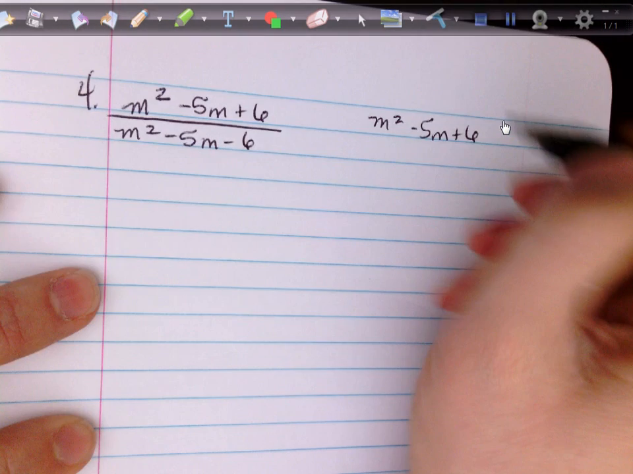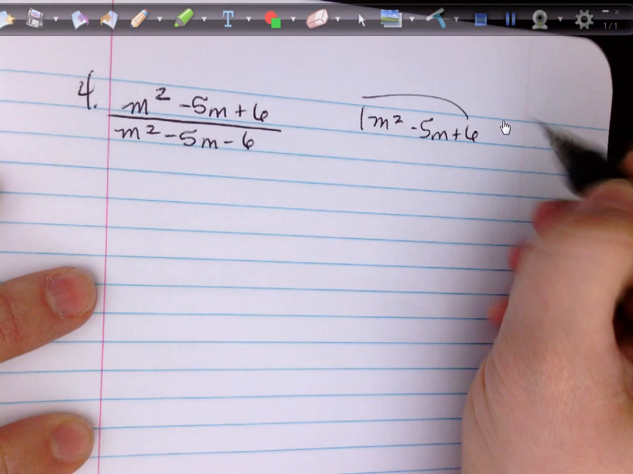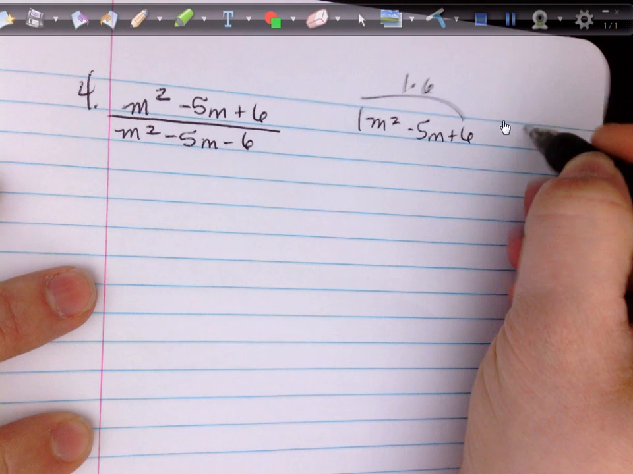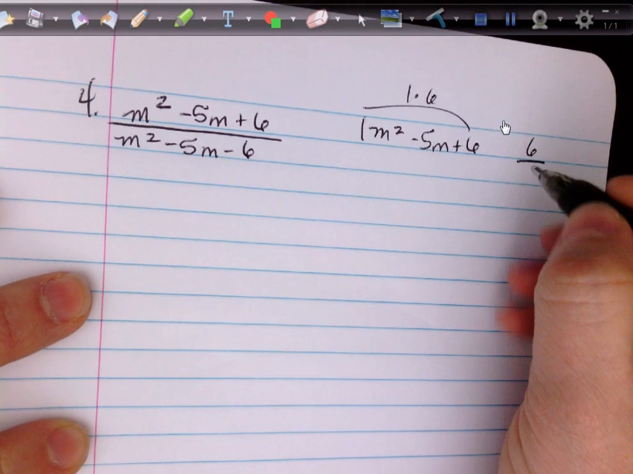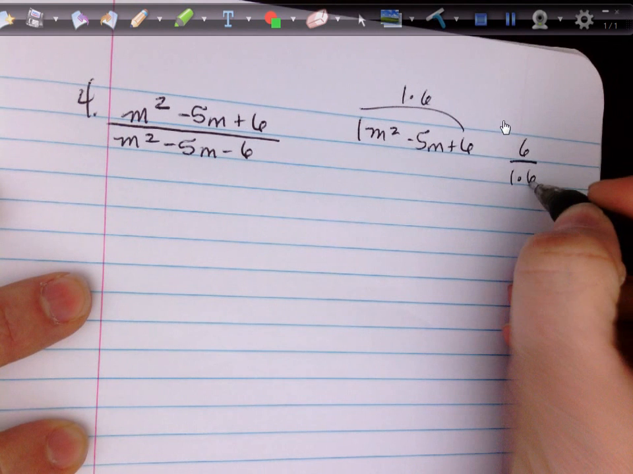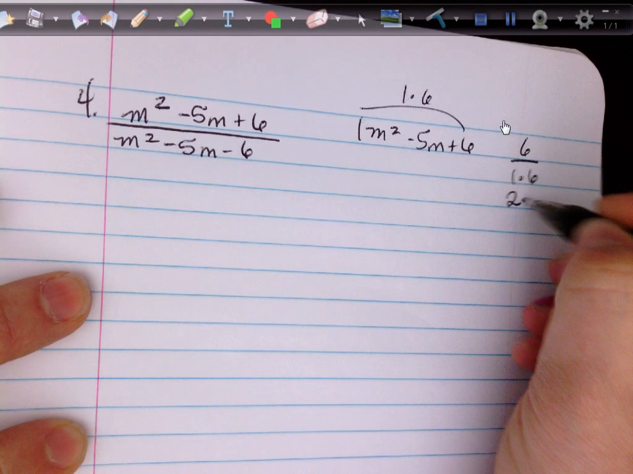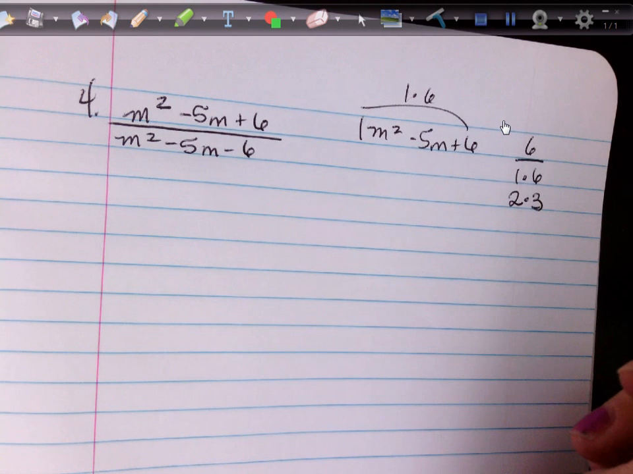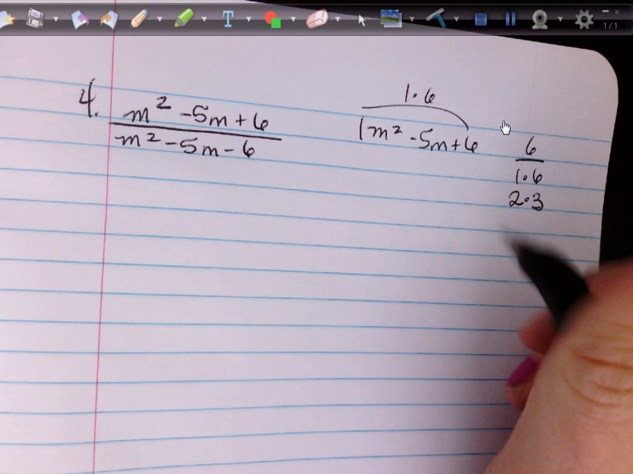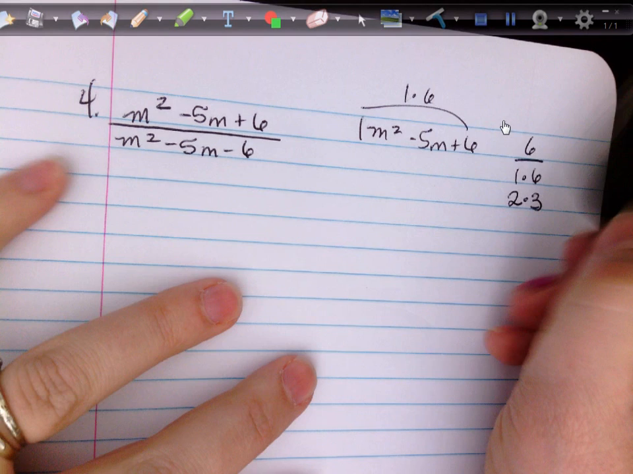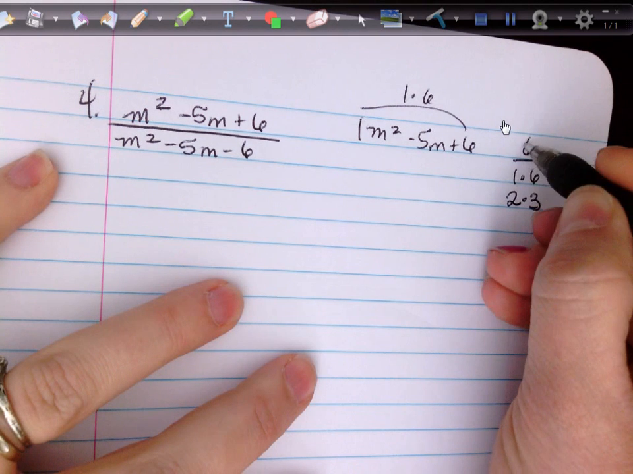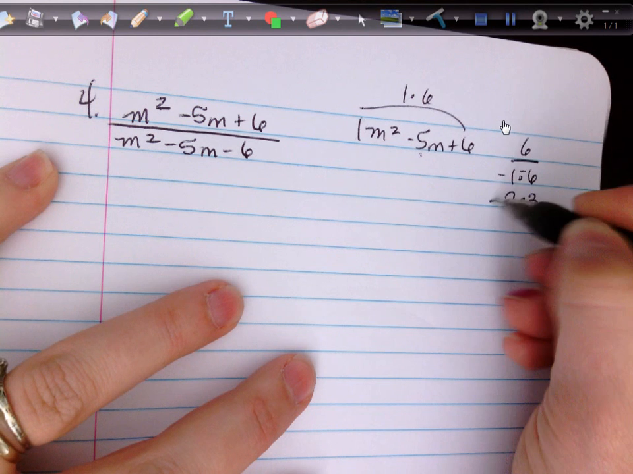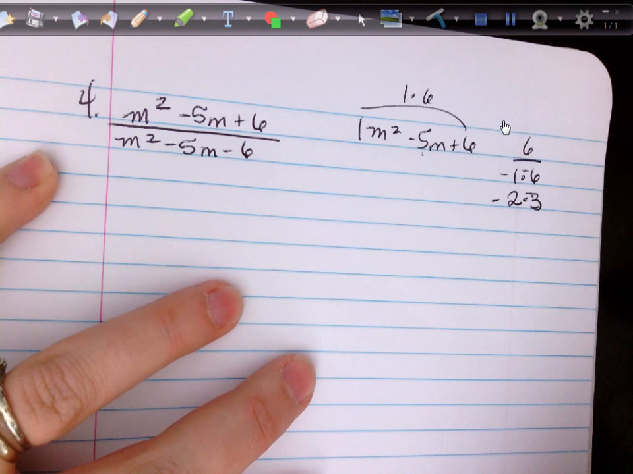And we're going to multiply our first term times our last term, which is going to give us 1 times 6, which equals 6. And then we're going to list our factors of 6, which are 1 times 6, 2 times 3. So we're going to see which factors will give us positive 6 and negative 5m. So in order to get a positive 6 but a negative sum, that means that both of our numbers have to be negative.